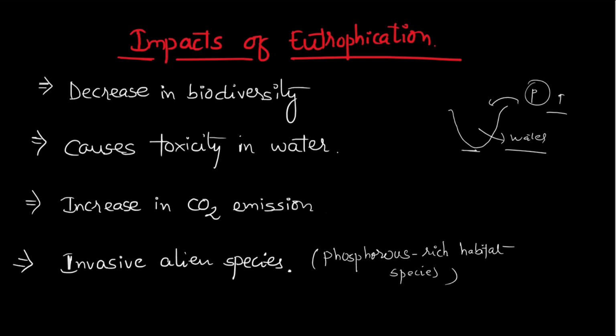Now the species which are able to survive in the phosphorus rich environment, or in the phosphorus rich habitat, only those kinds of species will be able to survive here. So that means the species which were not earlier present, but can thrive in an environment which has excess phosphorus in the aquatic ecosystem, those can thrive, and those are said to be invasive alien species. So that is one more impact of the eutrophication.